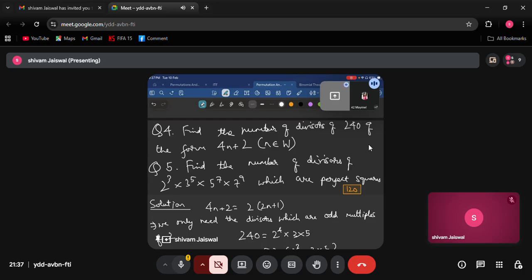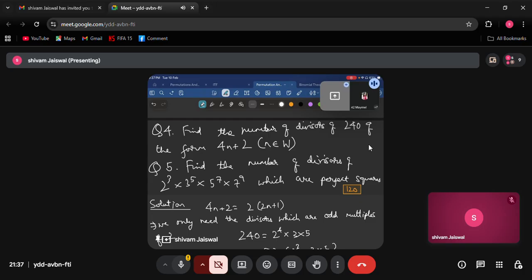Mabel, for 5 you wrote the possible values are 0, 2, 4, 6. Why 0, 2, 4, 6? Because, sir, it can go till 6. Why didn't you include 1, 3, 5? And what are these actually?